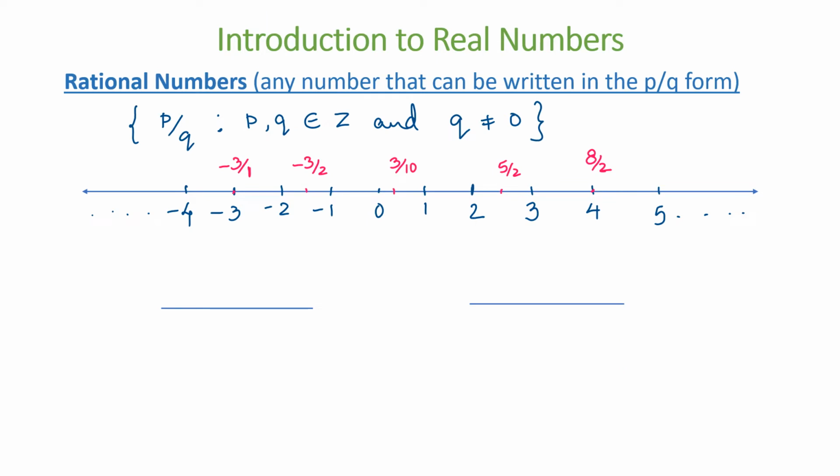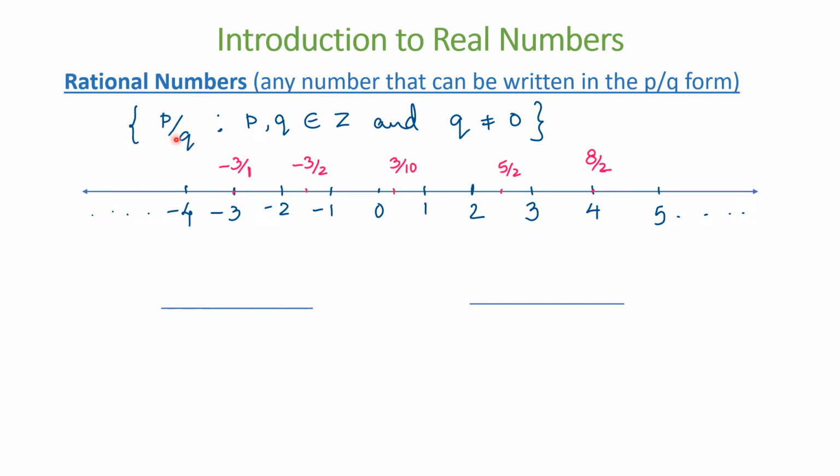Now, having learned natural numbers, whole numbers, and integers, we go to the next step, the set of rational numbers. In rational numbers, any number that can be represented in the p by q form, where p and q belong to Z, that is integers, negative numbers, positive numbers, and 0, but q should not be equal to 0. The denominator should not be equal to 0. All those numbers which can be represented in the p by q form.